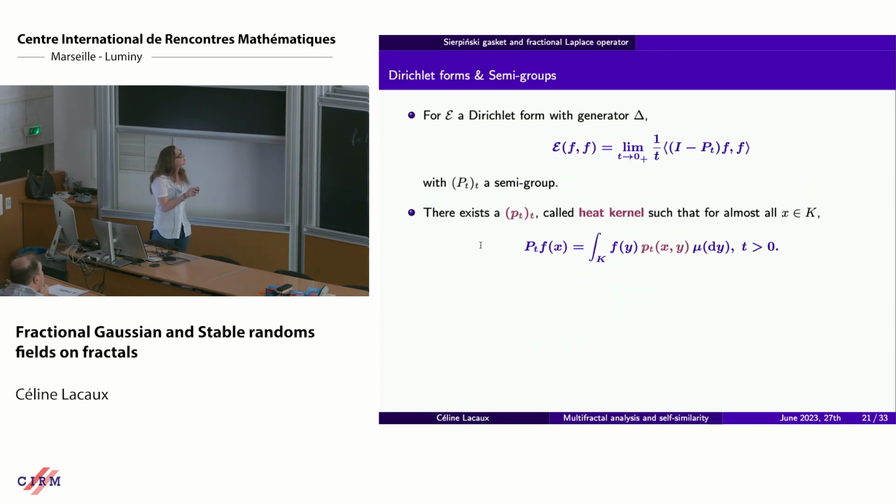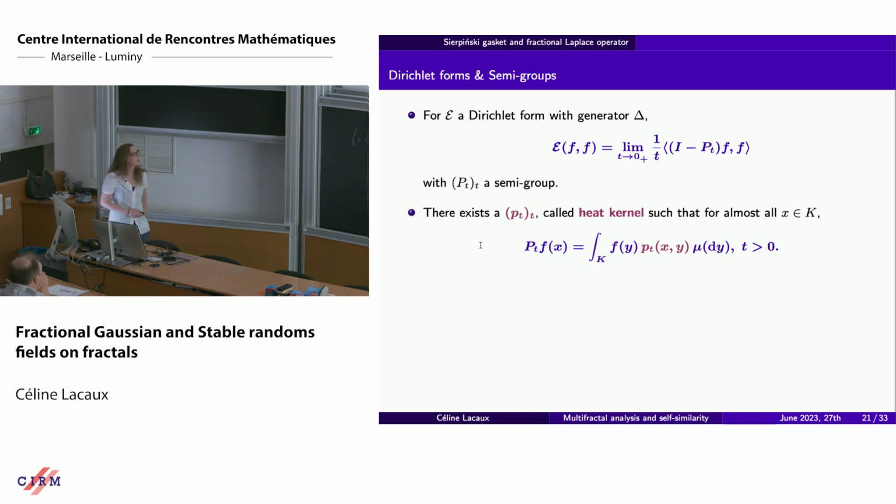So you've got your Dirichlet form. You know that its generator is the Laplacian. When you've got a generator, you can associate a semigroup, P_t, of a Markov process. And here, this semigroup will have a heat kernel. That means that P_t f will be an integral operator, and its kernel is p_t(x,y), whose name is the heat kernel.